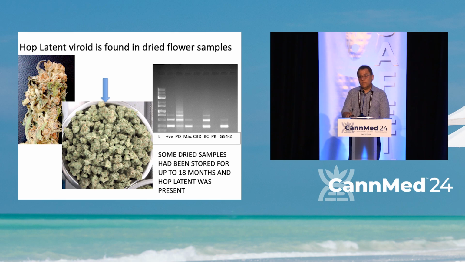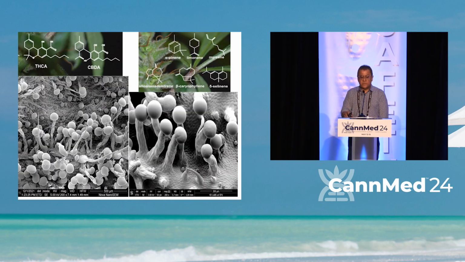We looked at dried flower samples that would be making their way to market, and guess what? Hop latent viroid is present. Not surprising. If it's moving up into the flowers, it's also going to be in the dried flower samples. So as I mentioned earlier, these are the trichomes that are produced on flowering tissues of cannabis plants. And so the next question we asked, can this thing move into the trichomes?